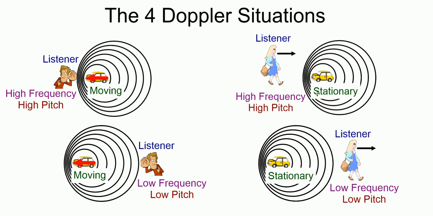Then we change over here, we have a stationary sound source. The car is sitting still. The listener is walking toward, causing the scrunching. High frequency, high pitch. And then finally, stationary sound source again. The listener is behind and moving away. So these things spread out, low frequency, low pitch. And those are the four possible situations with the Doppler effect.